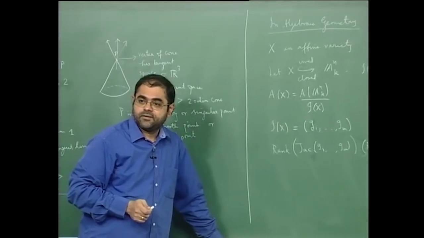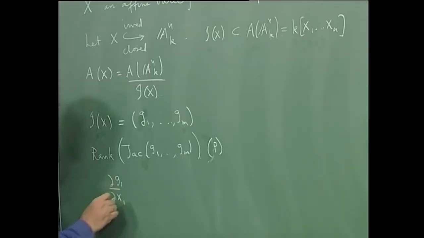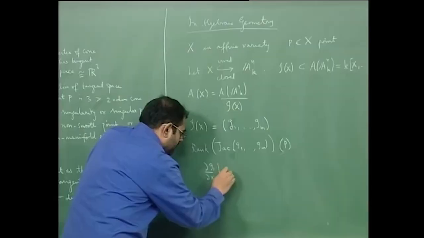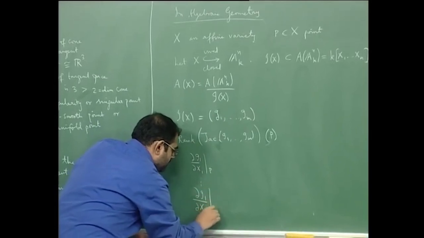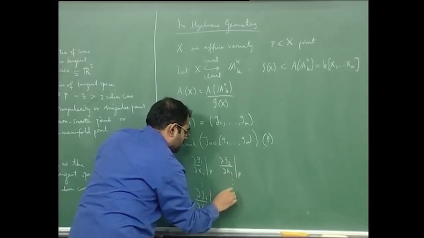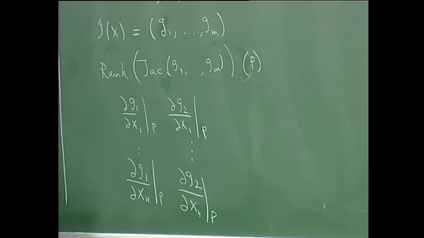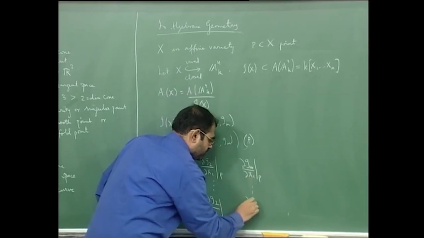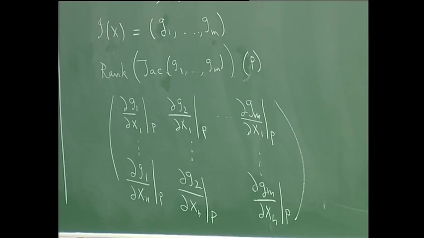Calculate this number. What you are doing is taking G1, partially differentiating it with respect to X1, and evaluating it at P. Then you do so on with G1 with respect to all the variables up to Xn, and then you repeat it with G2: the partial of G2 with respect to X1 at P, up to the partial of G2 with respect to Xn at P. You have this matrix.